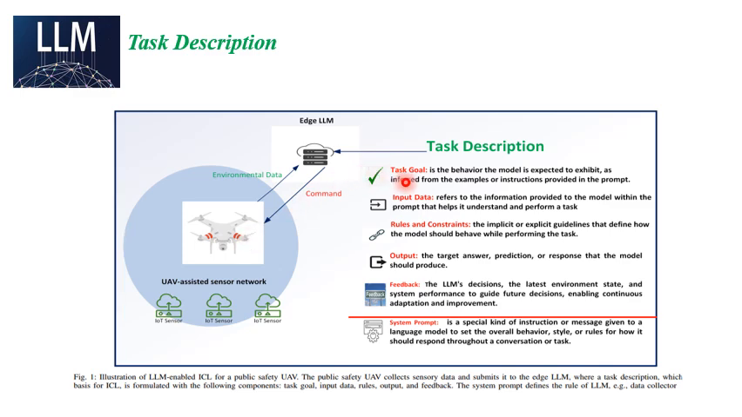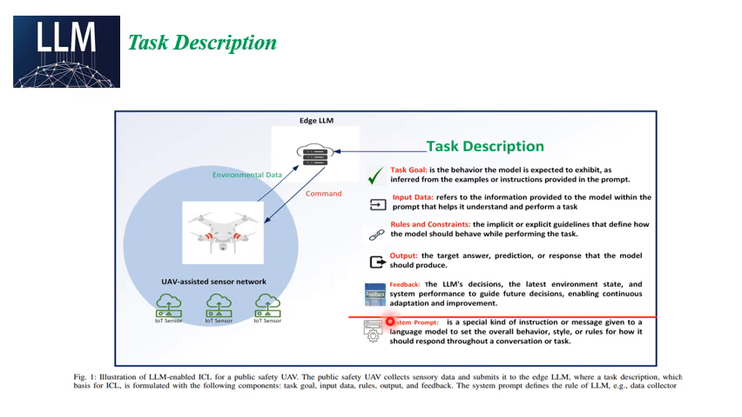Okay, and what are the components of the task description? We have the task goal, input data, role and constraint, output, and feedback. These are the key components of the task description. The LLM receives the data from the unmanned aerial vehicle, formats the task description, and then generates a response based on this information for the next round of operation.